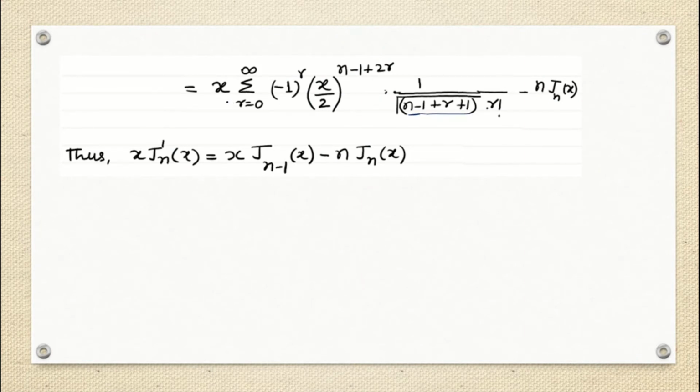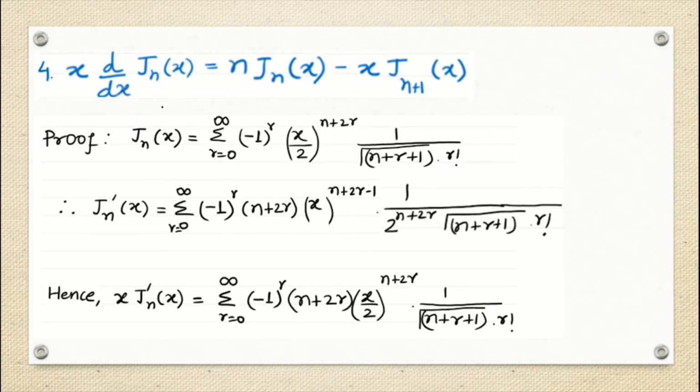So in this case, we got that my right hand side is x, and this is nothing but J n minus 1 x minus n J n x. And so we proved this reconciliation. Fine. Now we are going to see the fourth reconciliation.